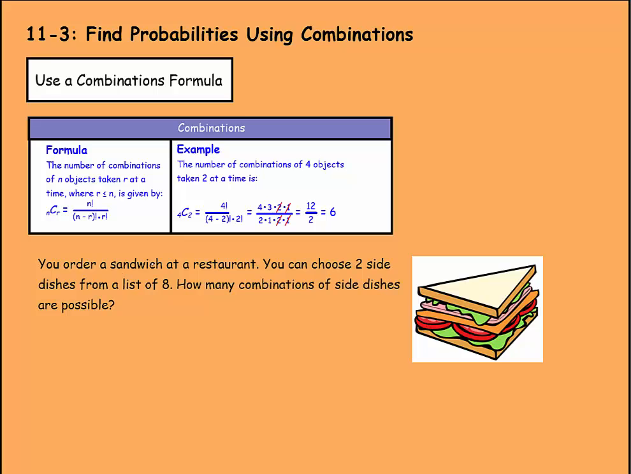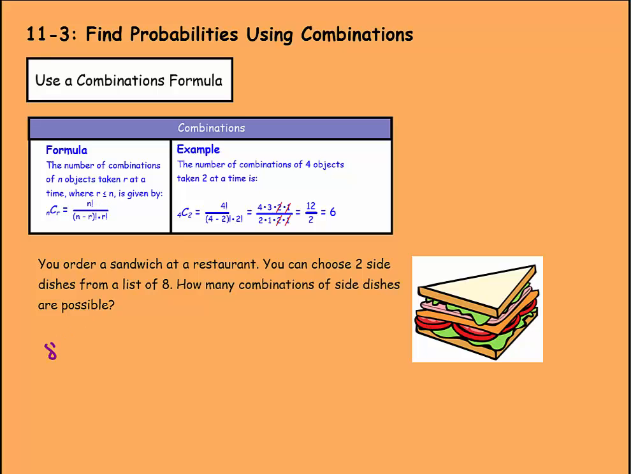So let's apply that to this situation. You order a sandwich at a restaurant. You can choose 2 side dishes from a list of 8. How many combinations of side dishes are possible? So 8 is a number of objects that you can choose from, and you can take 2 at a time. So 8 is n, r is 2. So let's write out our formula here.